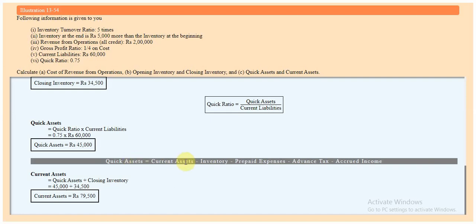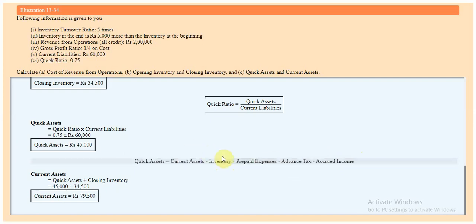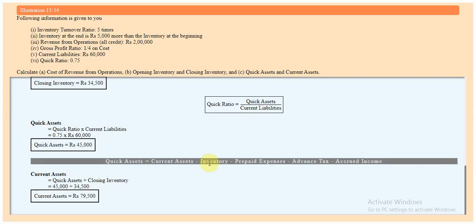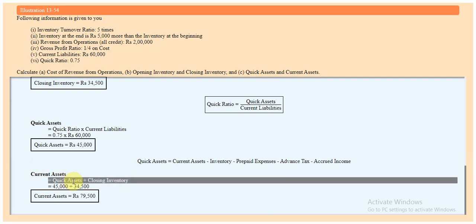Current assets we have to find. So that is a missing figure. We have the inventory. And prepaid expenses, advance tax, accrued income you have to ignore, because there is no information regarding all of these three things given in the question. So just ignore these three. We only have information about inventory. So reshuffling the formula, we get current assets is equal to quick assets plus closing inventory.